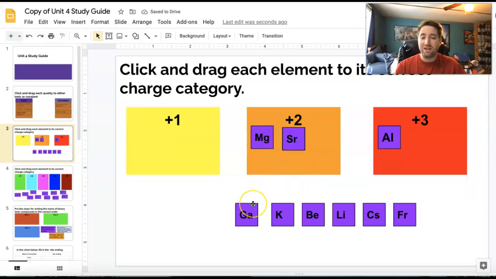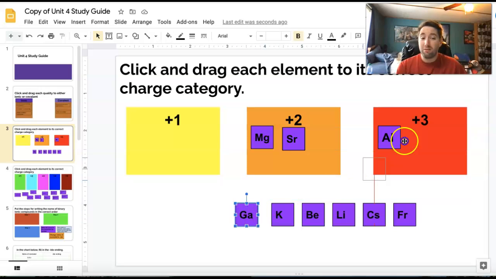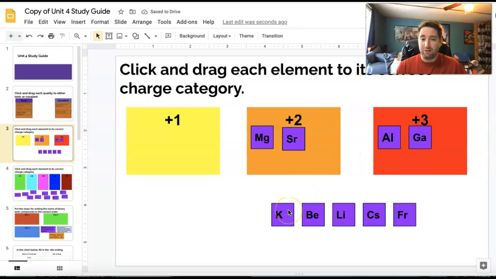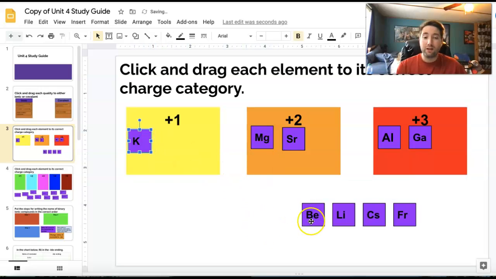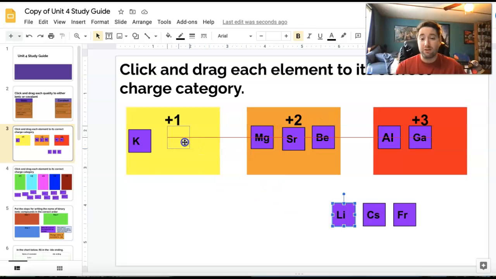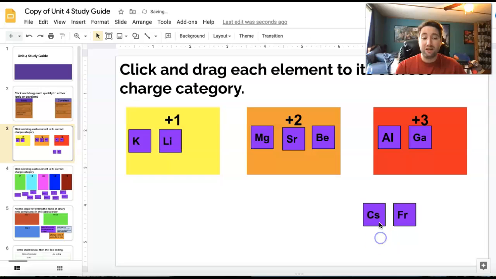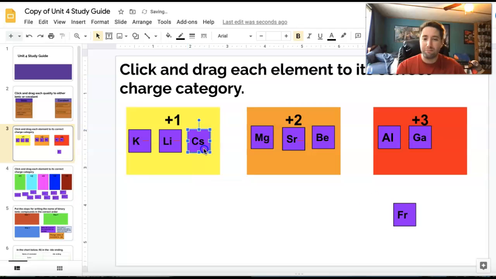Gallium, Ga, is going to be underneath aluminum, so since they're in the same column, they're going to have the same charge. K stands for potassium. K is going to be in the first column here, so that's going to be +1. Beryllium is above magnesium on the periodic table, so Be is going to go there. Li is number 3 on the periodic table, that's its atomic number, but that puts it in the first column, so it's going to be +1. And then cesium, or cesium, however you want to say it, is going to be a +1.